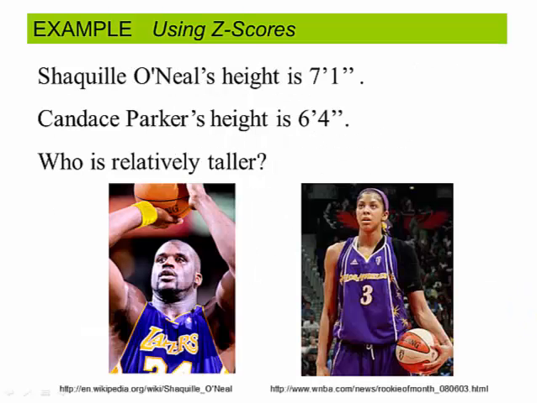Let's look at an example. Shaquille O'Neal is 7'1". Candace Parker is 6'4". Who is relatively taller? Now, in order to answer this question, since they have different means and different standard deviations, we would compute Shaquille O'Neal's height, 7'1", and Candace's height, 6'4", into z-scores, and then compare them.